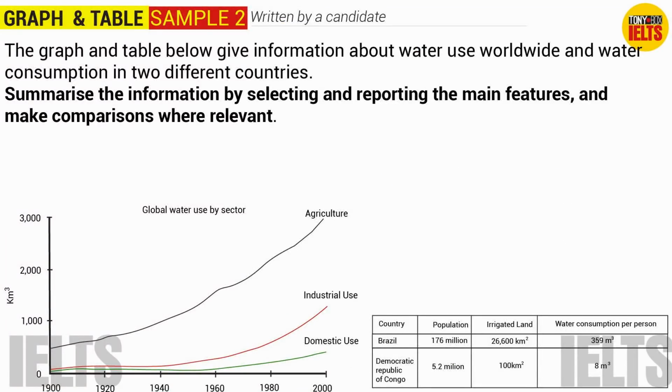The graph and table below give information about water use worldwide and water consumption in two different countries. Summarize the information by selecting and reporting the main features, and make comparisons where relevant.